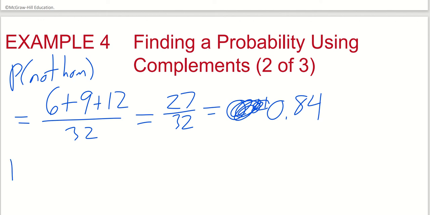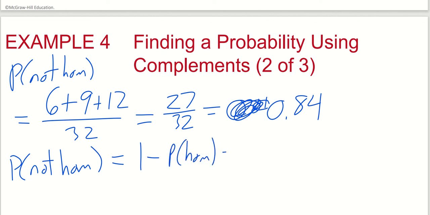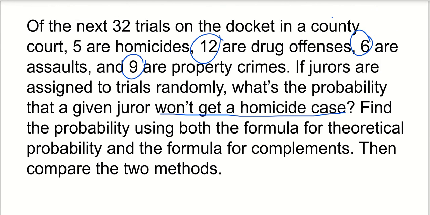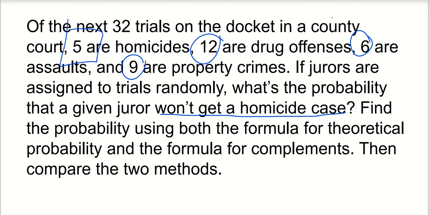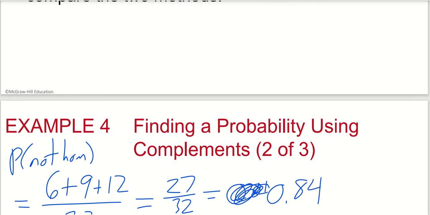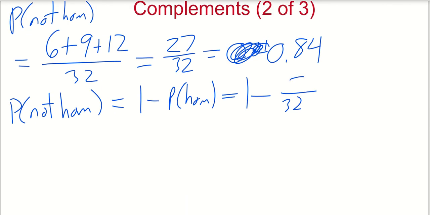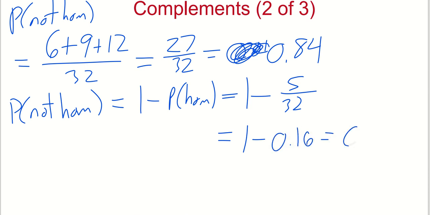Another and faster approach would be to say, okay, if we want the probability of not a homicide, according to the rule of the complement, this would be 1 minus the probability of getting selected for a homicide case. What's the probability of a homicide? Well, if we go back, there were 5 of those. So the probability somebody did get assigned to a homicide case would be 5 out of 32. So 1 minus 5 out of 32 is going to be 0.16. And that also gives us a probability of 0.84.